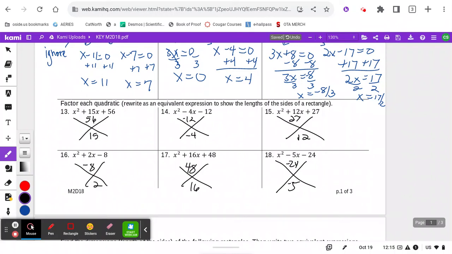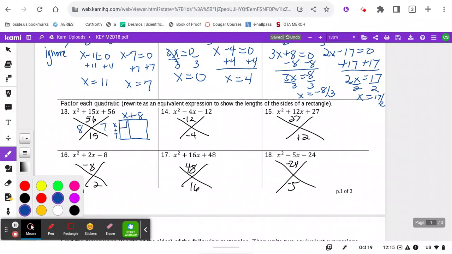So pause the video while you try this and see how you do. Okay, what times what made 56? I hope you thought of 8 and 7. And then it says, rewrite as equivalent expressions showing the lengths of the sides of a rectangle. So they want us to show the x plus 8 on one side and x plus 7 on the other side. So picture you're going to have like a little x by x square there.